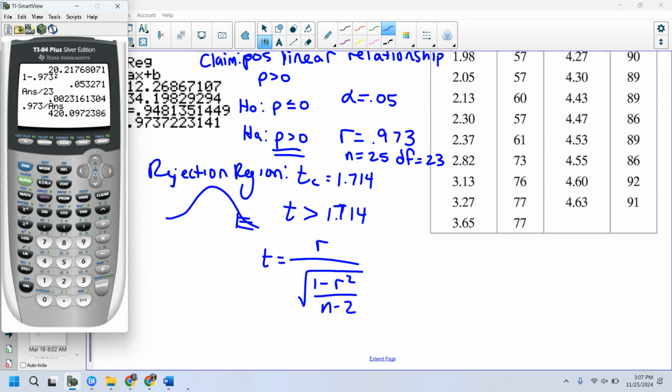Why did I get two very different answers? Okay, I'm going to run that one. Oh, I forgot to square root it. Oops, I forgot to square root that. Okay, I got to go back to that. 1 minus 0.973 squared divided by 23. I forgot to square root it at this point. Square root, my answer. Okay, now I'm going to take 0.973 and divide it by that. Okay, I do get 20.22.